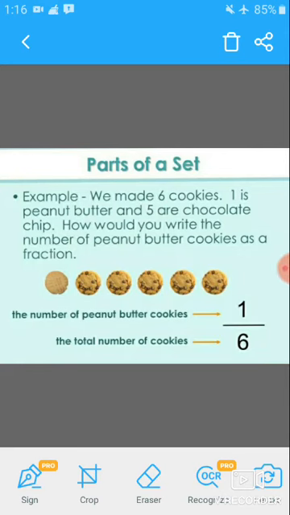Now students, parts of a set. Let's take an example. We made 6 cookies. 1 is a peanut butter and 5 are chocolate chip.